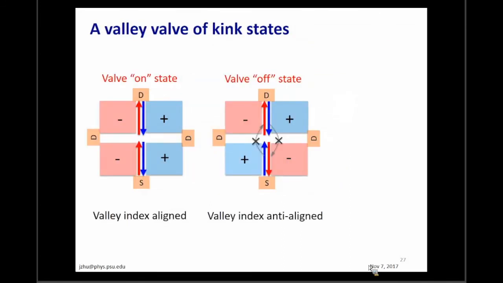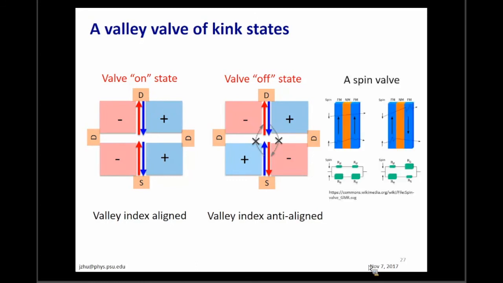Okay, so what happens when you put them together? Well, if you align the helicities over here, my chiralities also align. So states in K can go through without changing the valley index. Whereas if I put the helicities in the opposite way, for my electron to keep traveling in the forward direction, it has to flip the valley index from K to K prime. If you can prevent that from happening, then you prevent current from going through. So in this case, the valve is on. In this case, the valve is off. The way that works is very similar to how a spin valve works, right? Spin aligned, the valve is on. Spin anti-aligned, the valve is off. So this is valuable.